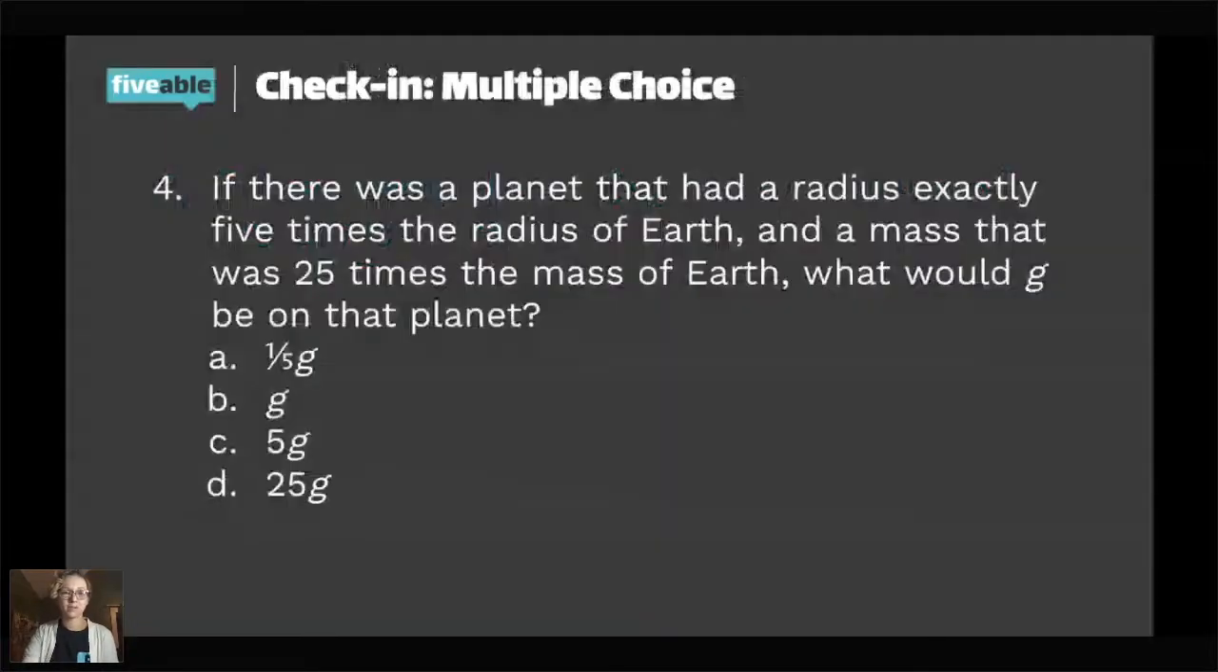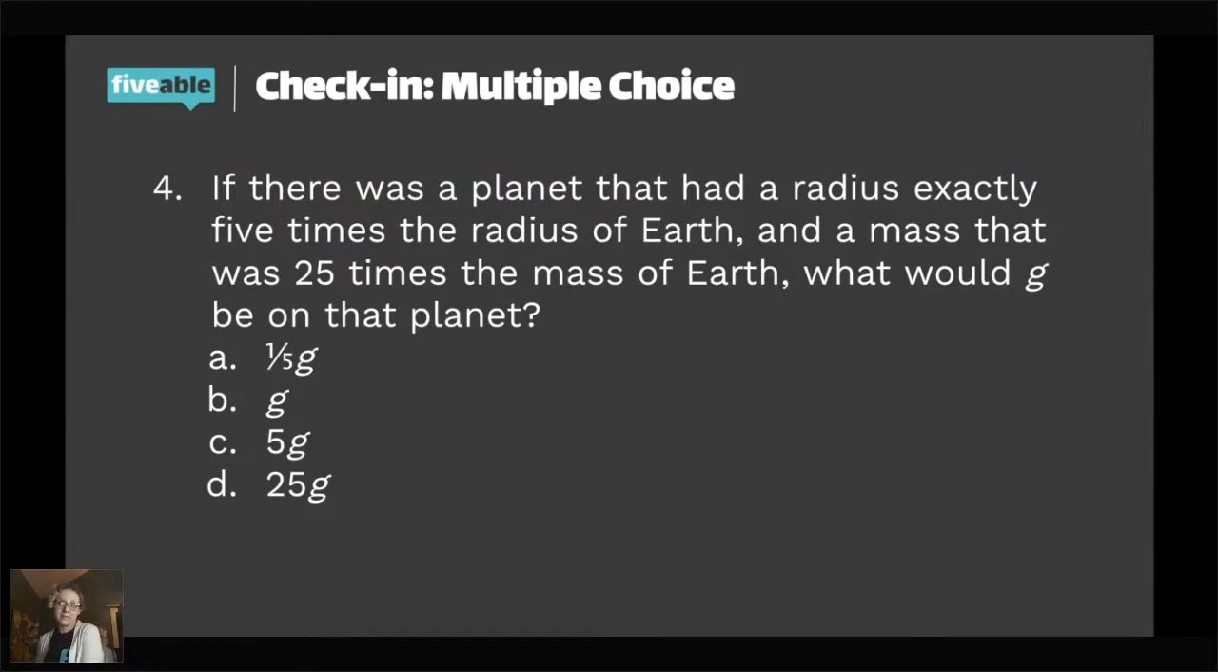Okay, so first question. This is kind of similar to the multiple choice one that I already asked you, a variation on a theme. Let's say we had a planet that has a radius that is exactly 5 times the radius of Earth and a mass that is exactly 25 times the mass of Earth.